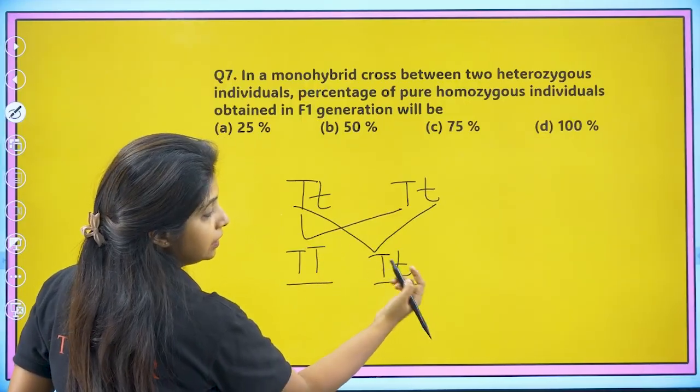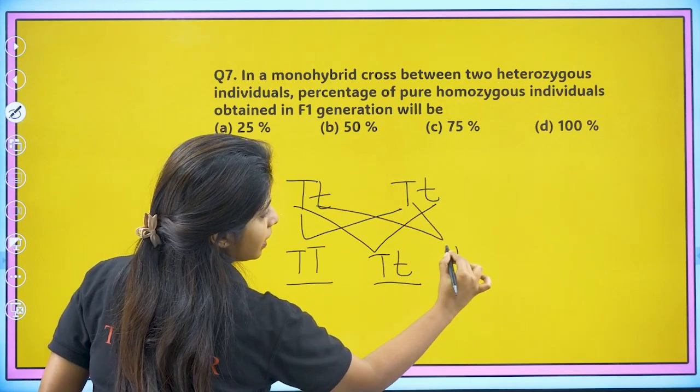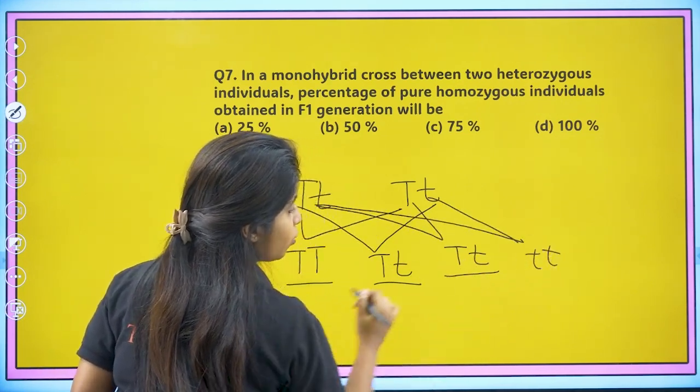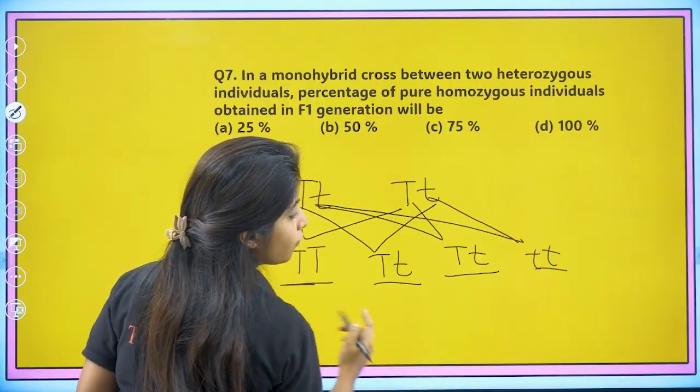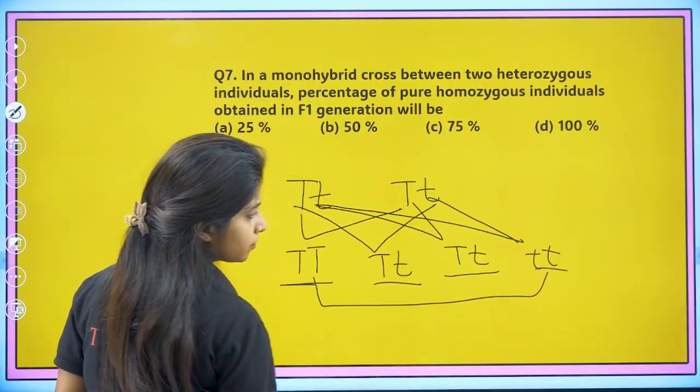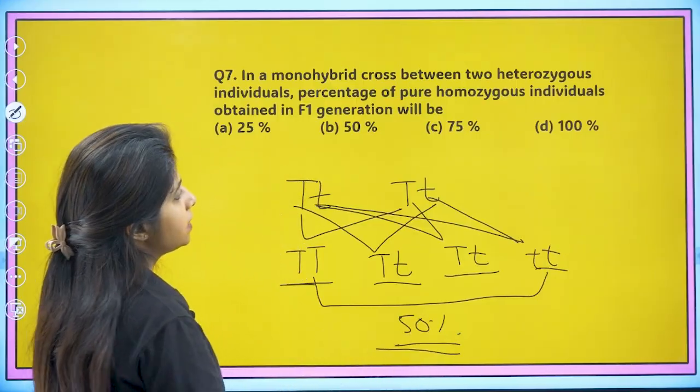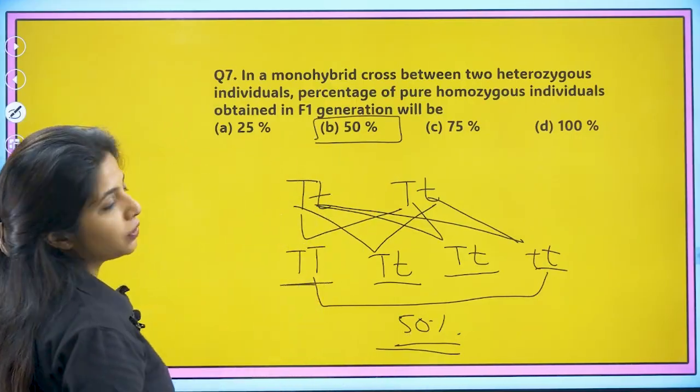This is heterozygous. Alleles are not the same. This and this, you get capital T, small t. Again heterozygous. This and this, small t, small t. This is homozygous. So out of 4, 2 of them are homozygous. Out of 4, 2 means 50%. Can I say 50% of them? So your answer would be 50.